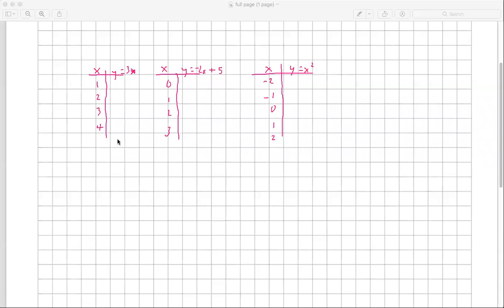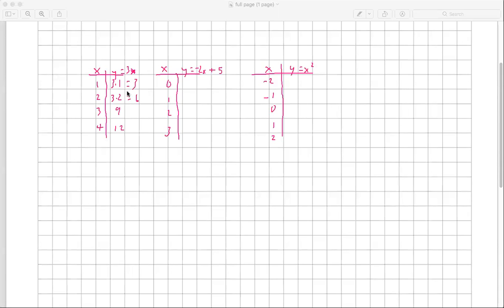Now let's look at 3 equations right here and the charts for them, and let's fill out our charts, and then we'll graph them and see which ones look as though they're straight lines. Okay, go ahead and fill these out, and then I'll come back and show you what they should have been.